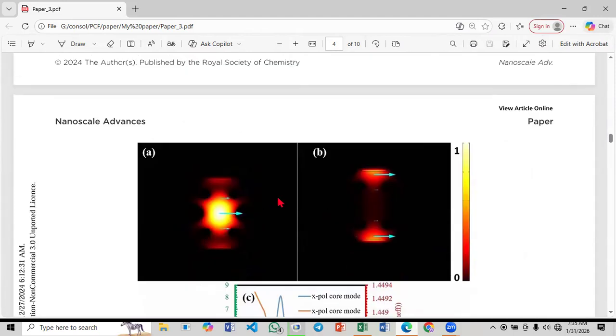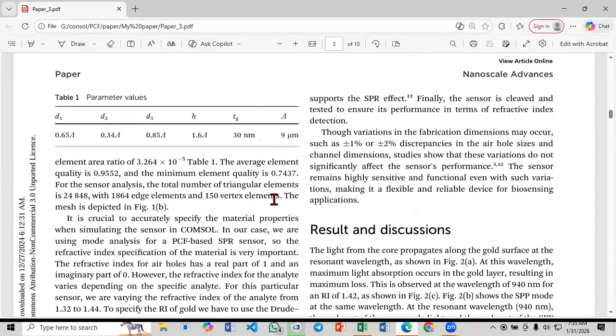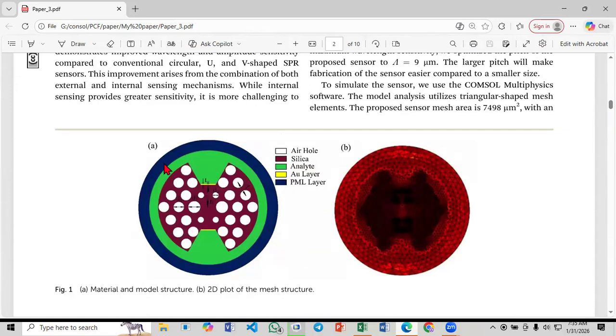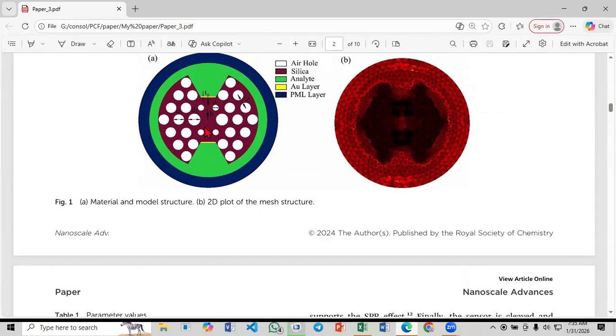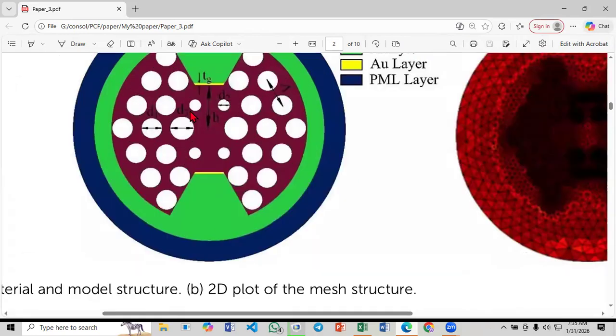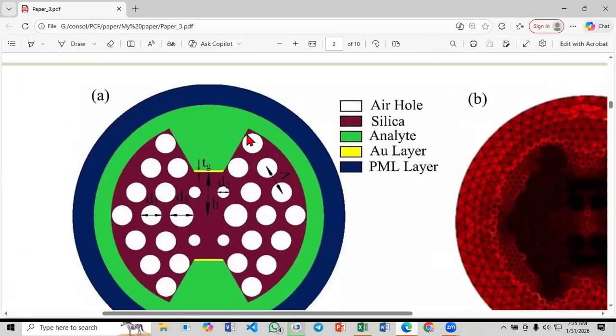Okay, but if you want to get a 100% perfect result, then you have to vary the undefined parameters like the thickness of the PML or analytes. Then you will maybe get a 100% perfect result. Another thing is they didn't mention the width of this channel, and also they didn't mention the width of the lower part of the channel. So it's kind of tough to recreate this model 100% perfectly.